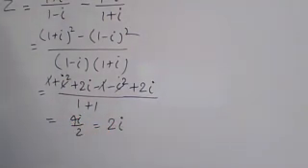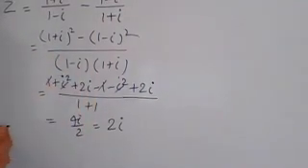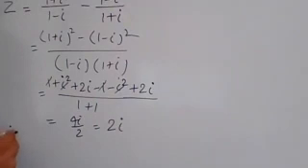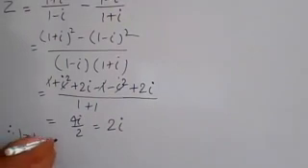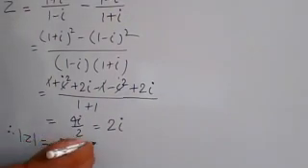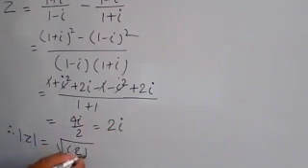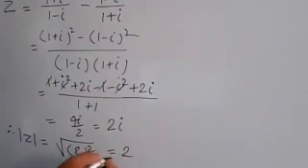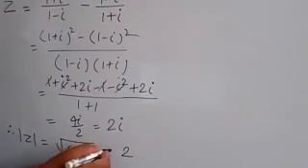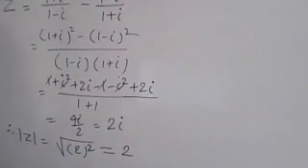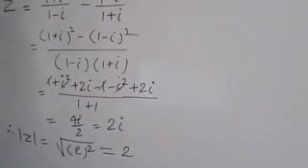So if Z is equal to 2i, what is its mod? The mod of Z is equal to the square root of the square of the imaginary part, so the square root of the square of 2, and that is equal to 2. So you see that the mod of Z is equal to 2. That gives the modulus of the complex number.